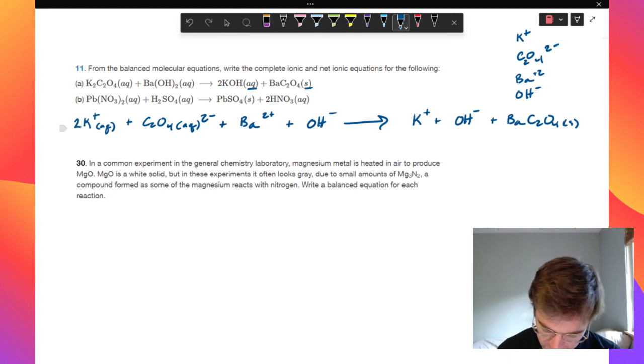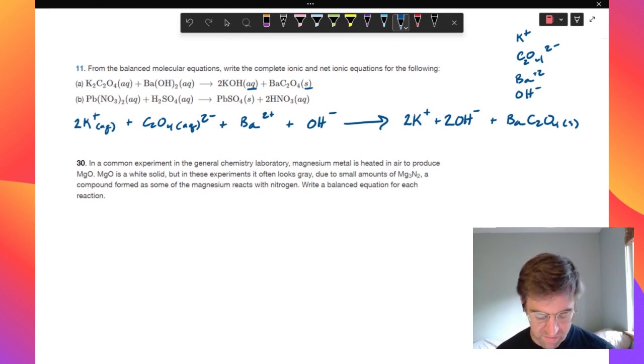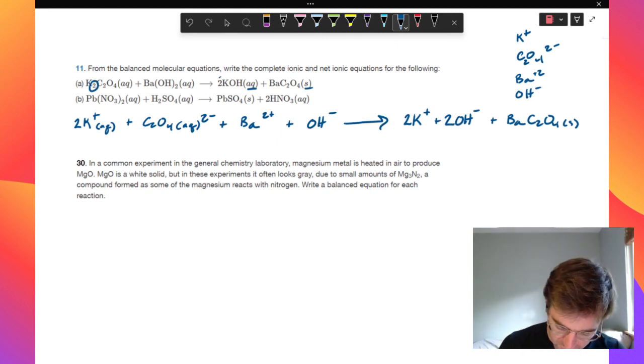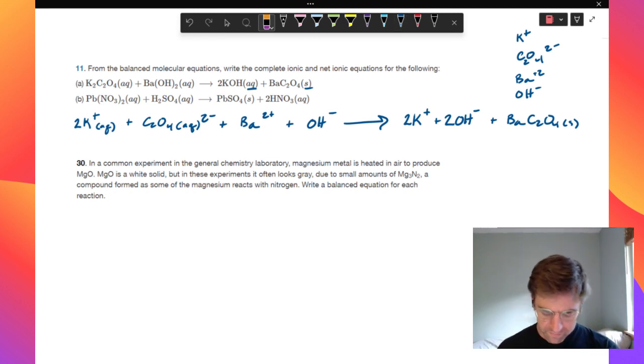I think I just needed to include that because it was balanced to begin with. It was given to us as a balanced equation. So I just needed to take those coefficients that already existed and put those into the ionic equation. Okay, so that's the complete ionic. Now let's look at the net ionic. And we do this by just taking a look at what changed. Let me make sure I put my states.